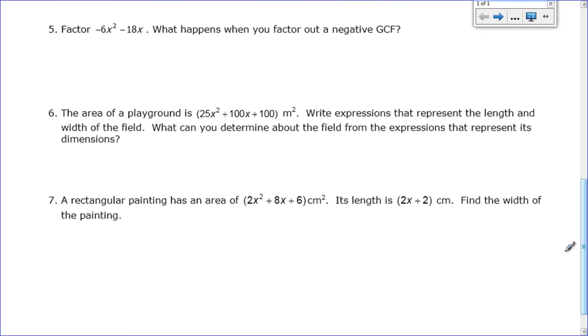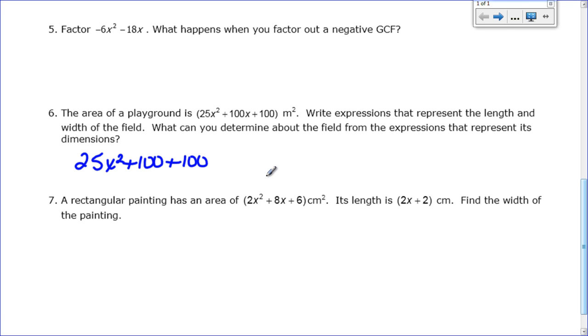So skip down here to number 6. They give you the area of a playground. It's 25x squared plus 100x plus 100 when they ask for expressions that represent the length and width. What they are asking for you to do is to factor. That when they say find the dimensions, they mean they want you to factor. So we've got to take this 25x squared plus 100x plus 100, and I've got to factor it.